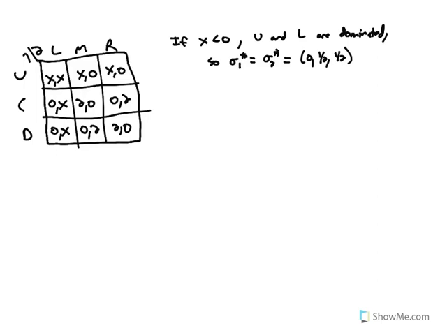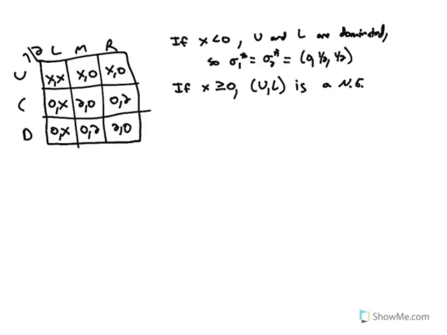Now, if x was greater than 2, then it would be clear that U and L are dominant strategies. So only that pure strategy U and L would exist. But we could also say, and I'm not going to write that down because there's a richer set of things we can say about when x is greater than 0. But if x is greater than or equal to 0, UL is a Nash equilibrium.